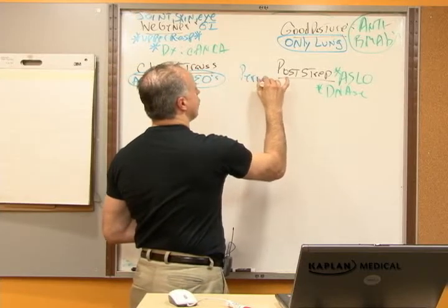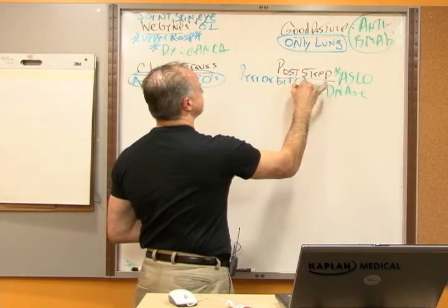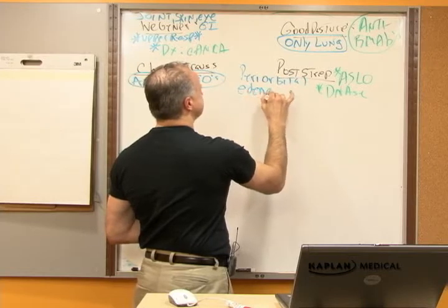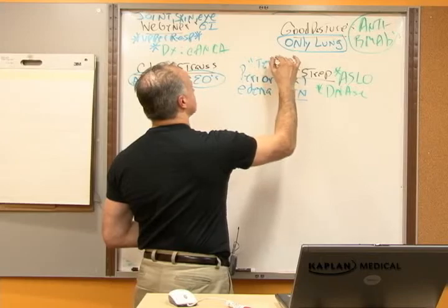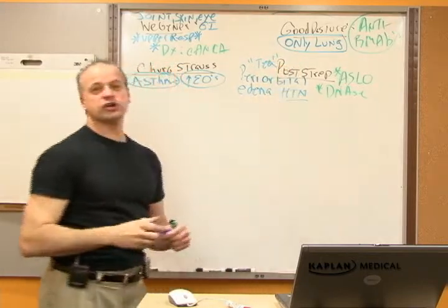I'm going to see periorbital edema, hypertension in a child. Are you ready? Tea or Coca-Cola colored urine.